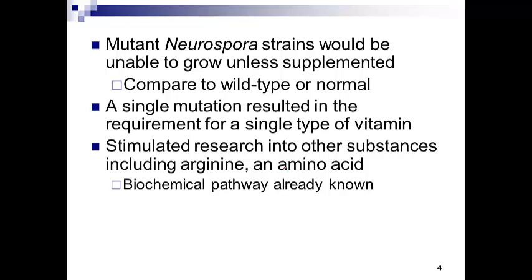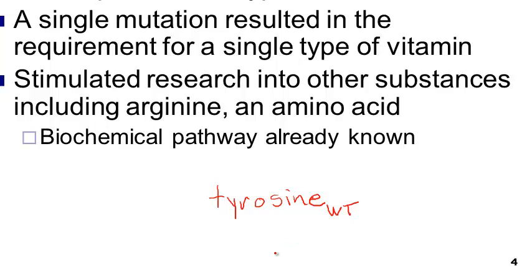So now what they did is they created a library of strains that are unable to grow under certain conditions unless supplemented. So let me give you an example. Maybe they had one that, here's the amino acid tyrosine. The normal mold, the wild type mold, was able to produce that amino acid all by itself using specific enzymes. They mutated it so that organisms that are tyrosine negative are unable to produce those amino acids, so you would have to supply it in order to grow. So they're tyrosine negative.